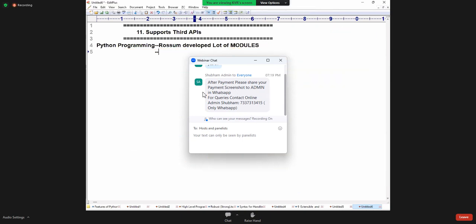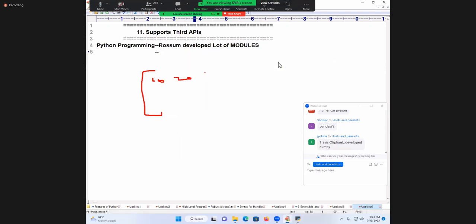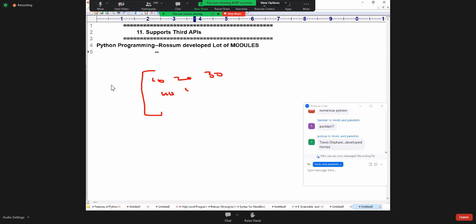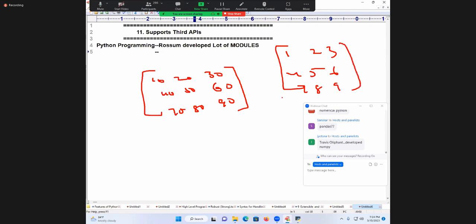One more thing I'm going to say. Look at this: 10, 20, 30, and then 40, 50, 60, 70, 80, 90. What is this called? Matrix. What is a matrix? A collection of rows and columns is called a matrix. Its dimension is 3 by 3. And there is one more matrix: 1, 2, 3, 4, 5, 6, 7, 8, 9. This is called another matrix.